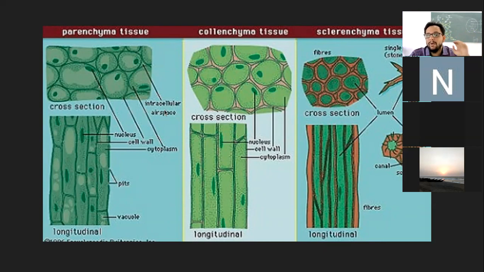Cross section is also called transverse. Trans means through, verse means across the boundary, right? Across the boundary, but through the structure. That is what is transverse. So we should be able to imagine those when we say transverse section and longitudinal section.